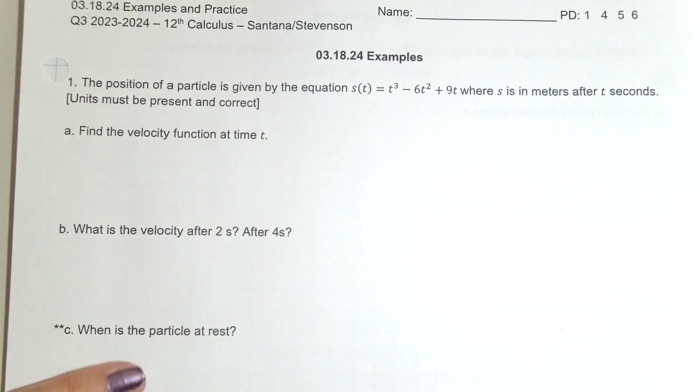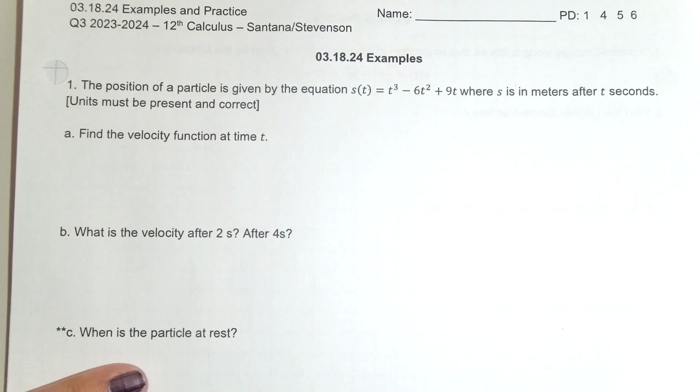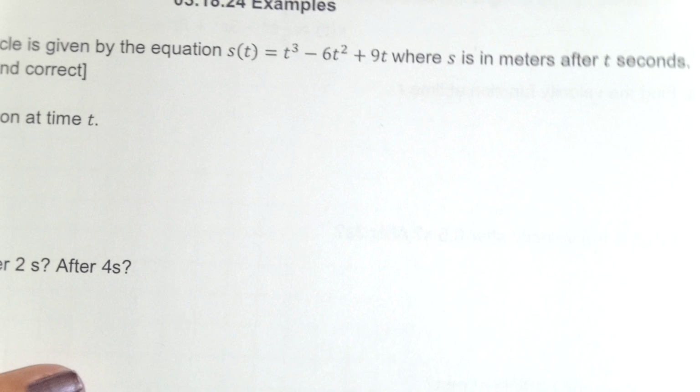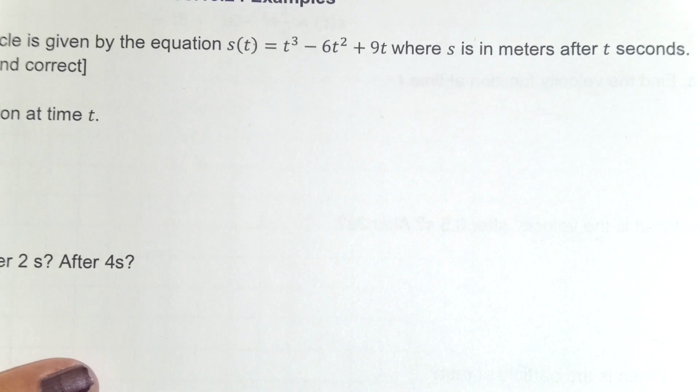It says the position of a particle is given by this equation, where s is in meters after t seconds. So before we do anything, the first thing you want to try to do is figure out what your units are, because your units are what matters a lot to get you from that half a point to that full point. Because if you don't include the units, you will not get the full point.